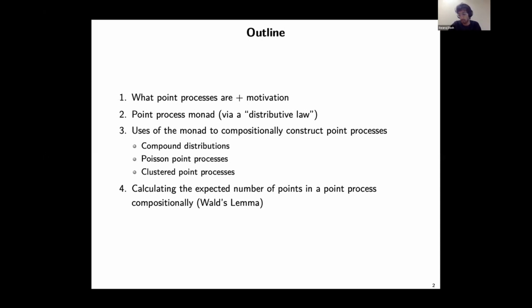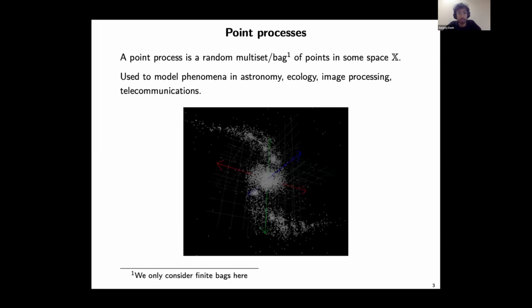So let me start. A point process is simply a random multiset or a bag of points given some space X. So a draw from a point process on some space X is going to be some multiset, or some bag of points. Every time you draw a value from this point process, you'll get some bag of points. And they're quite useful. They're used to model things in astronomy, such as star clusters, ecology, like tree structures, image processing, and telecommunications, such as queuing theory, and things like that.